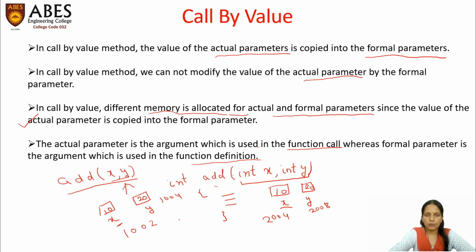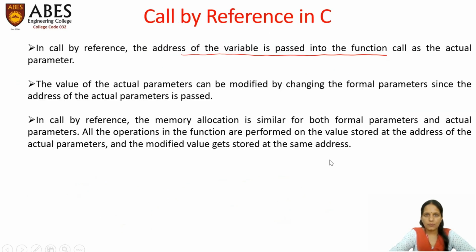But in case of call by reference, what will happen? We are using the address, we are not talking about the value, right? So if we change something at the address, then definitely it will be reflected. In call by reference, the memory allocation is the same for both parameters. So if the memory is the same, and we change something in that memory location, then the actual and formal parameters will be the same, right?